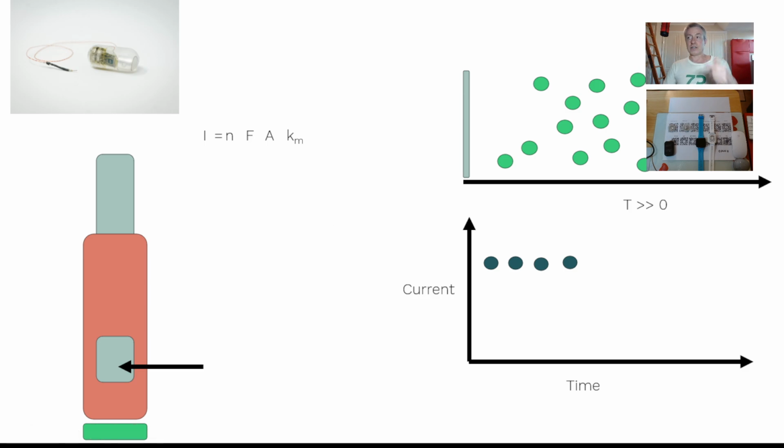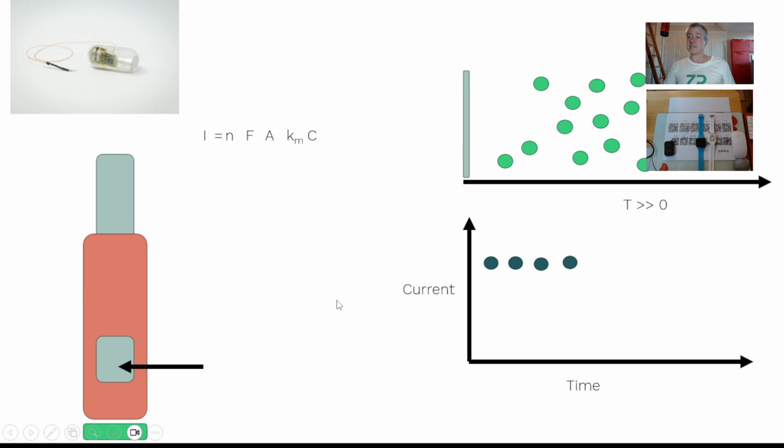So if you stir fast, then current is going to be faster. If you stir slow, current will be less. If you're flowing fast, current will be higher. If you're flowing slowly, current will be lower. So km is a mass transport constant. And then I've got C, which is the concentration of the electrochemically active molecule.